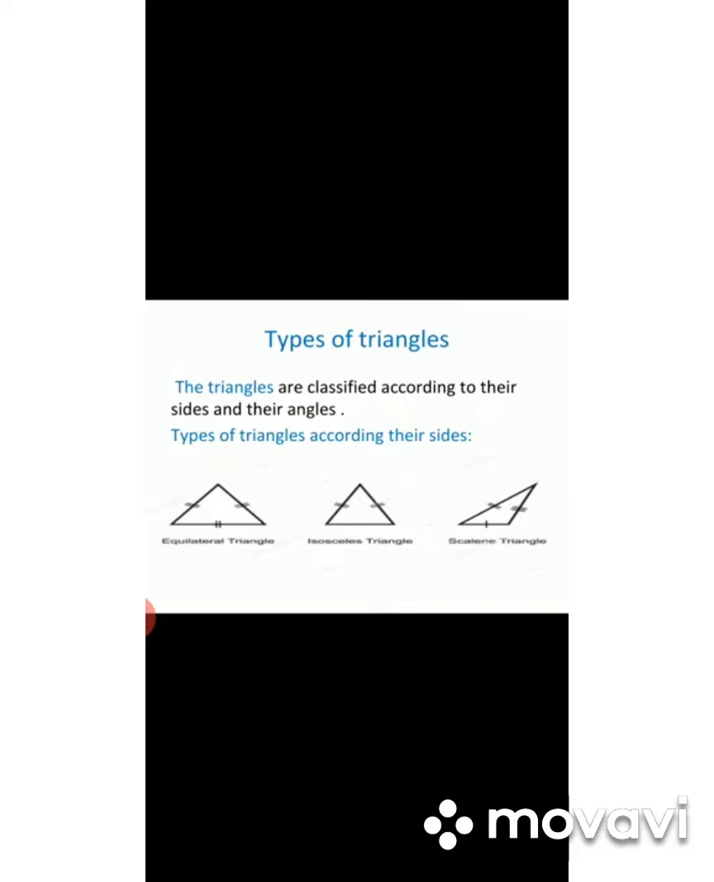Types of triangles. Triangles are classified according to their sides and their angles. Types of triangles according to their sides: the triangle with three equal sides is called an equilateral triangle. The triangle with just two equal sides is called an isosceles triangle. A triangle with no equal sides, where the three sides are different, is called a scalene triangle.